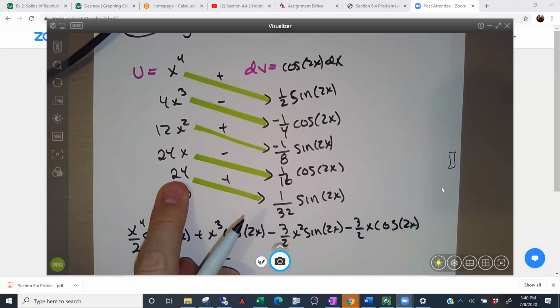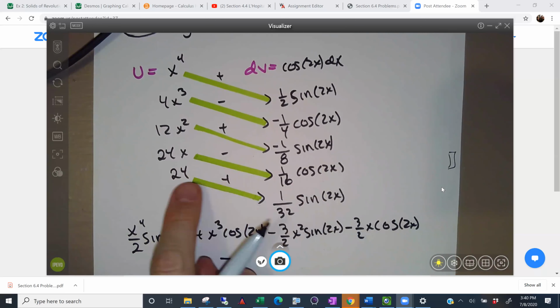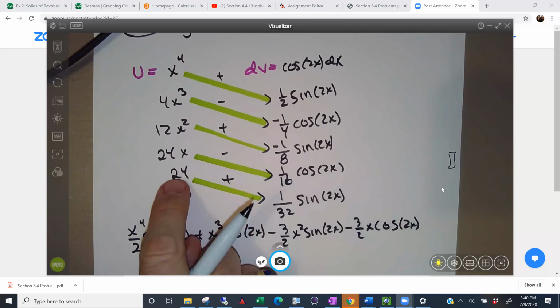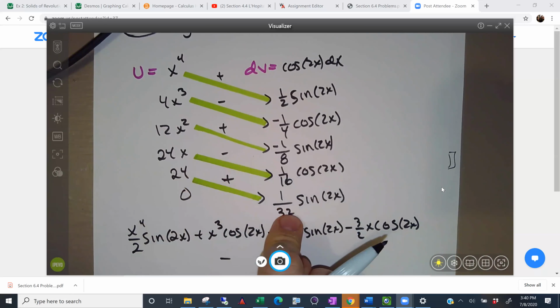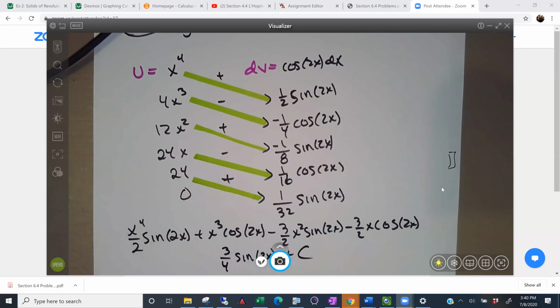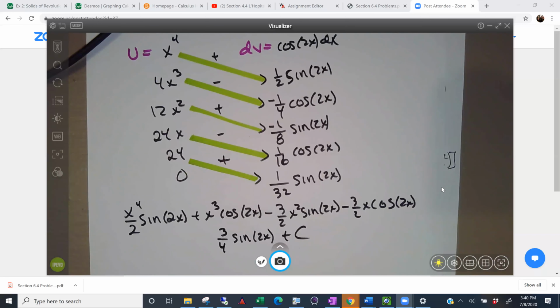And the last one is going to be plus, right? It's all going to be plus. 24 and 32 share a common factor of 8. It's going to be 3/4 of sine of 2x. We're all done. So now you can put plus a constant. Okay, so there's your table method.